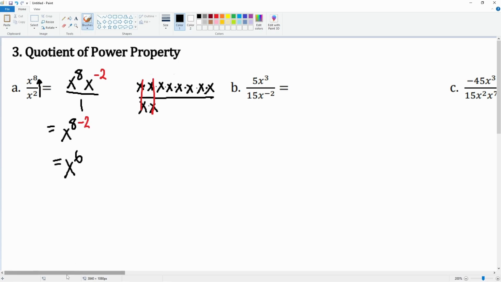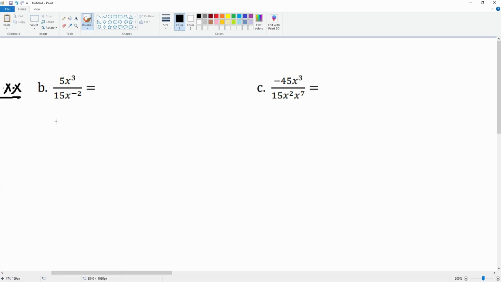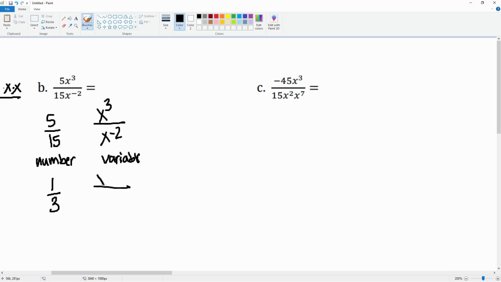Okay? All right. B, it is best to separate it with the numbers and then the variables. So the number here is 5 over 15, and the variables are x to the 3rd and x to the negative 2. So what I'm going to do is simplify. 5 over 15 is 1 over 3. And for this one, I'm going to bring the x to the negative 2 on top. So it goes to the top. Now it becomes a positive 2. Okay? So we bring it to the top.